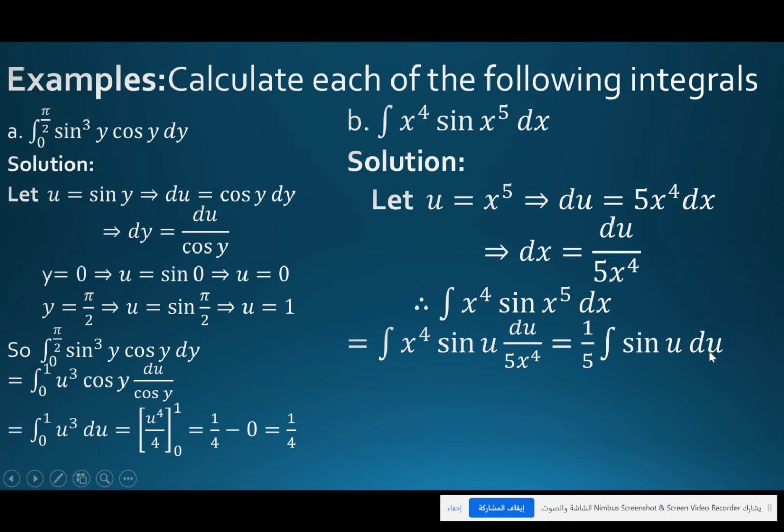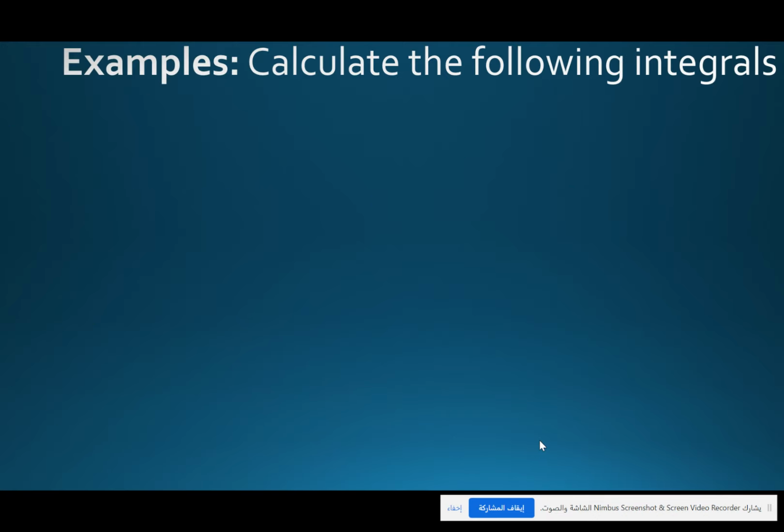You can say that the answer is negative cosine u. And now return this u back as it was, x to the power of 5. This is the answer plus c because it is an indefinite integral. Let's have more ideas and more examples.